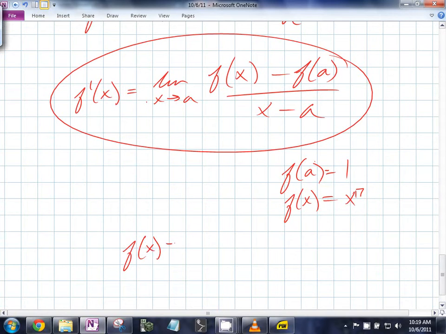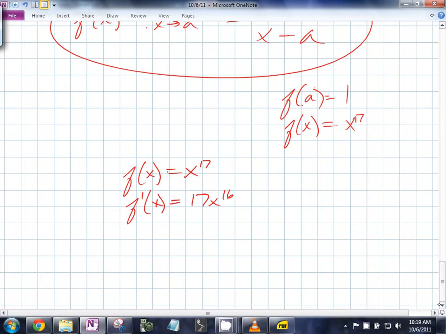What's the derivative? 17x to the 16th. That's f prime of x. So what's f prime of 1? 17, 1 to the 16th is? 17. So did we have to do that limit? No, we recognize that as the limit expression of the derivative of a function at a certain point.